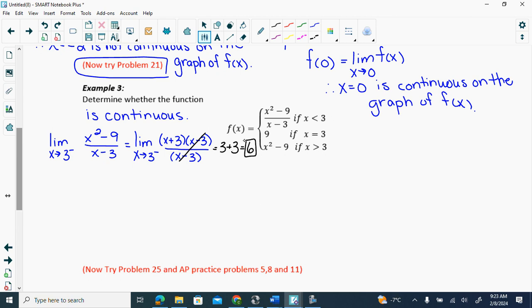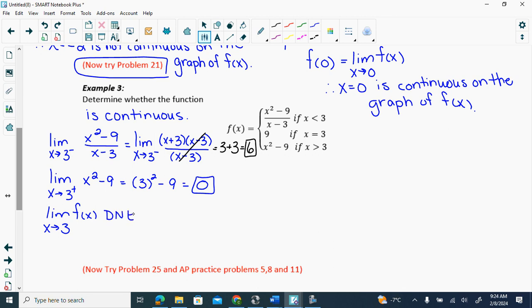Perfect. Then I do it from the right. Which equation am I going to use? Top, middle, or bottom? Bottom. Why? It's from the right. It's greater than 3. So we get x squared minus 9, 3 squared minus 9, which is 0. So the limit as x approaches 3 of f of x, because it says f of x in the equation, does not exist.